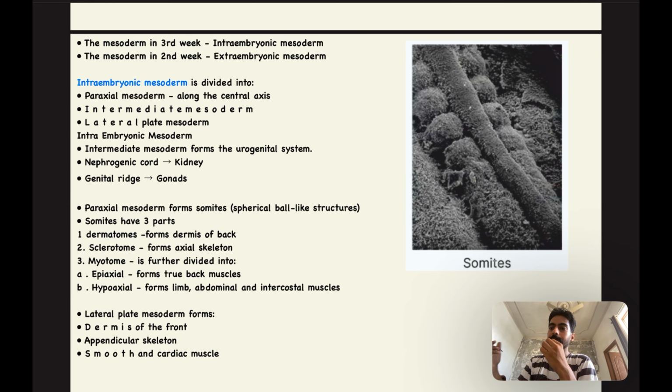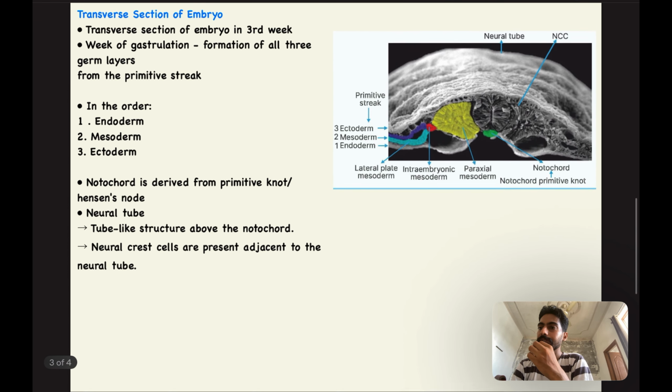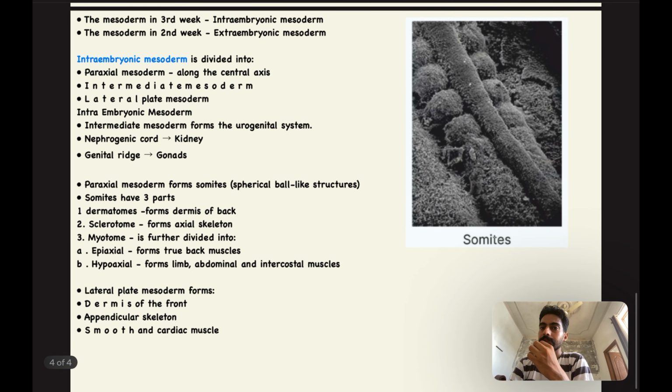Intraembryonic mesoderm is further divided into three parts: paraxial, intermediate mesoderm, and lateral plate mesoderm. If we see in this diagram, this is our paraxial mesoderm. This red one is our intermediate mesoderm, and on this lateral side we have lateral plate mesoderm. Intermediate means it is in the middle, paraxial means along the axis, and lateral plate means it is at the lateral side.